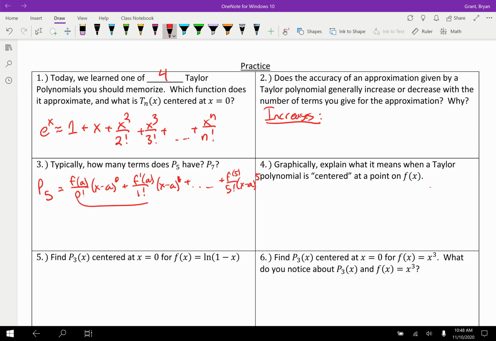So normally something like this would be 6 terms. If any of the terms are 0, then there will of course be fewer than 6 terms, but the maximum we're going to have is 6 terms. The same way that p sub 7 will normally have 8 terms.